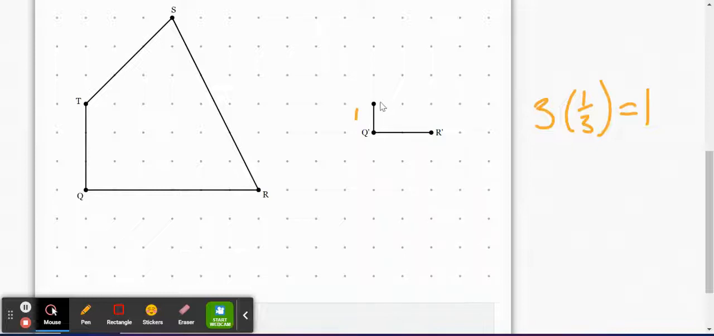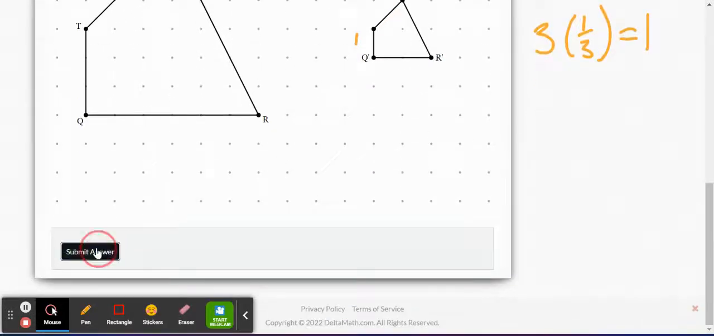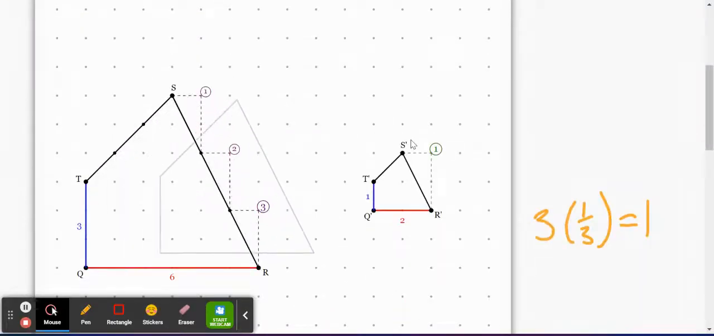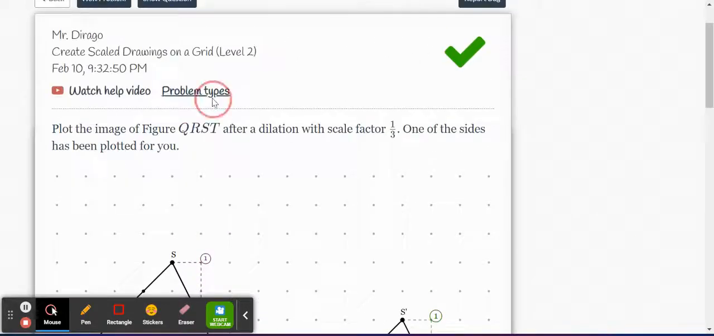Again, 3 and 1/3, you just go up 1. Boom, right here. And then back down. And now it is dilated by 1/3. Beautiful. Okay, let's look at another one.